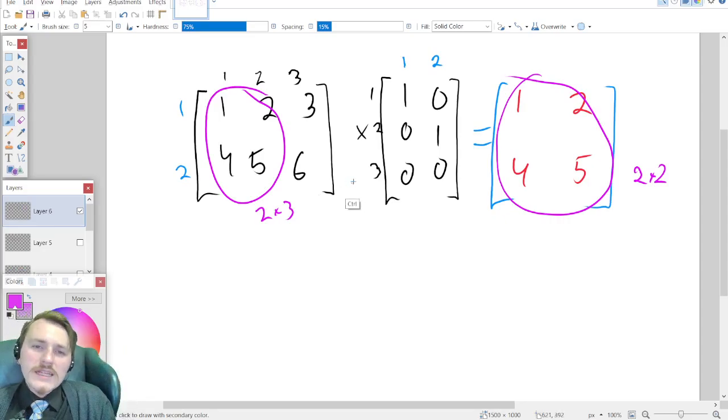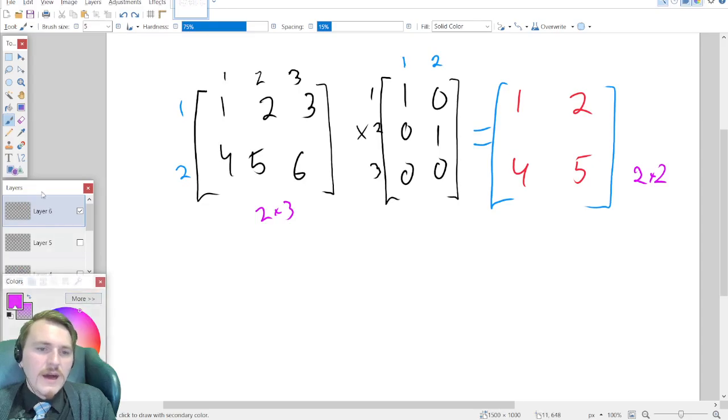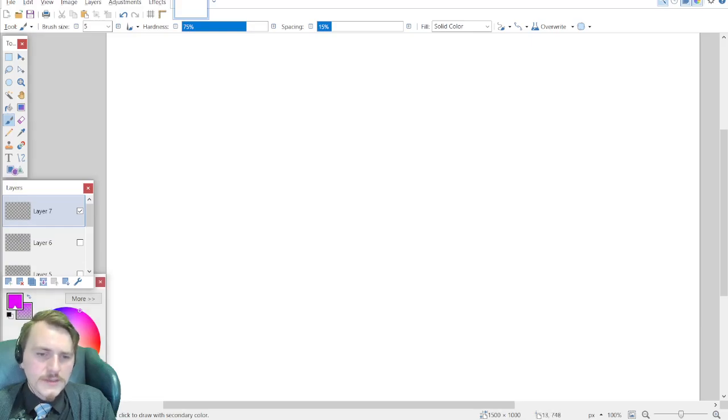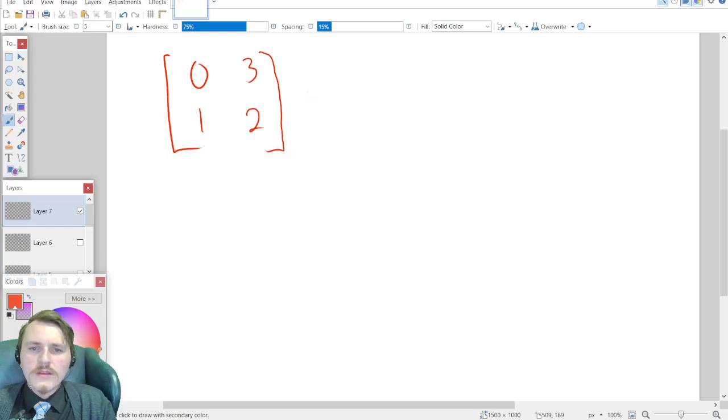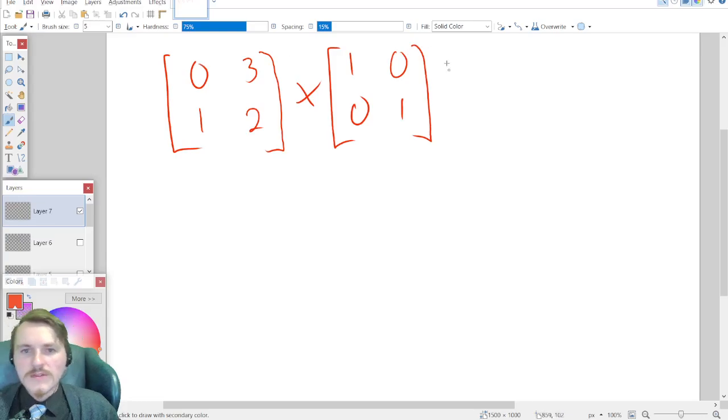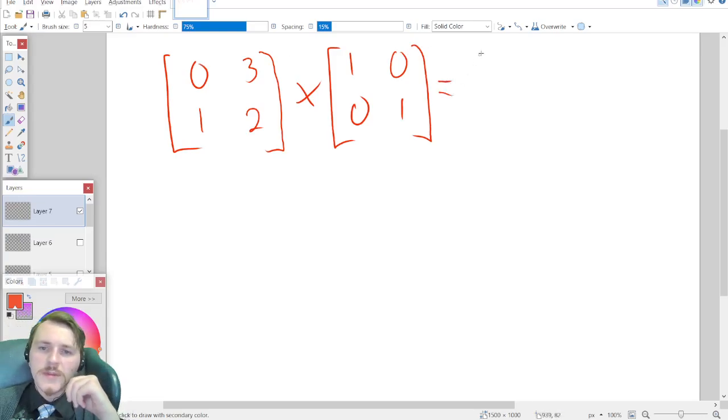Let's try this with an actually square matrix. We'll keep it simple. 0, 3, 1, 2 times the identity matrix. Can we multiply? Yes. If they're square matrices of the same size, we don't even have to do the math for that. Let's try it.